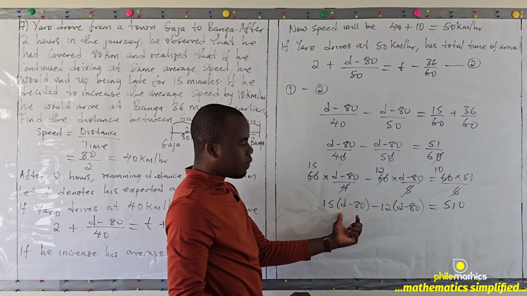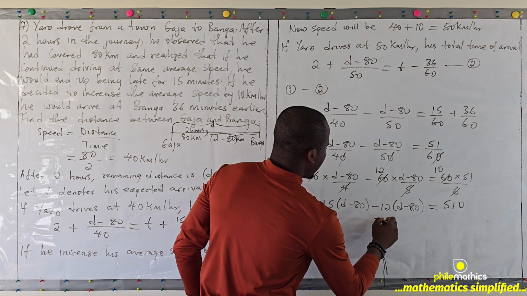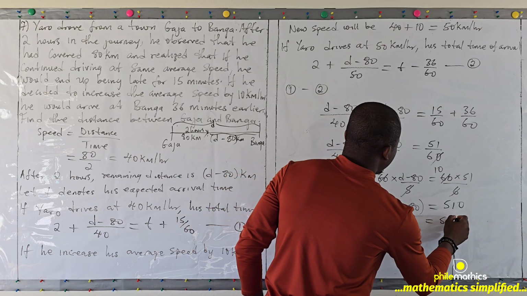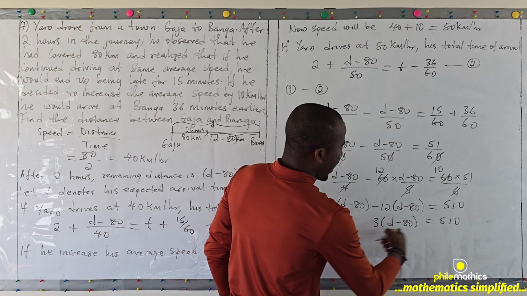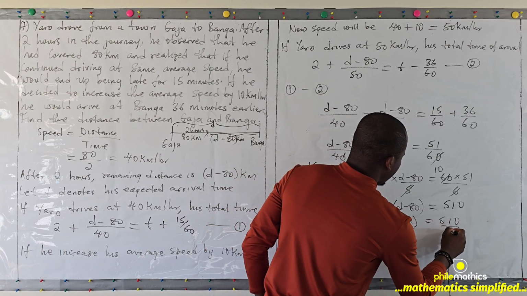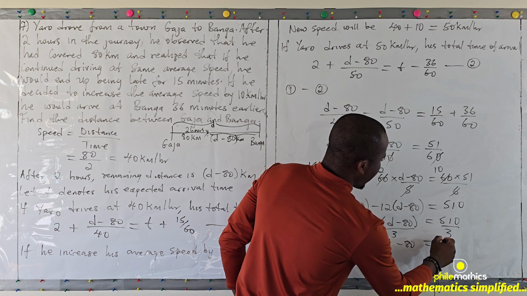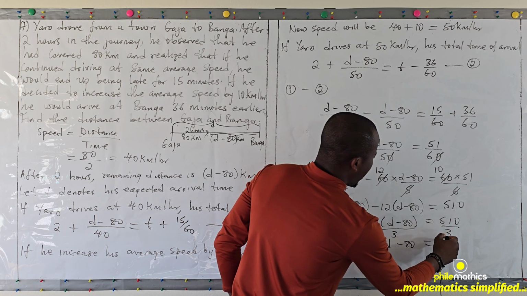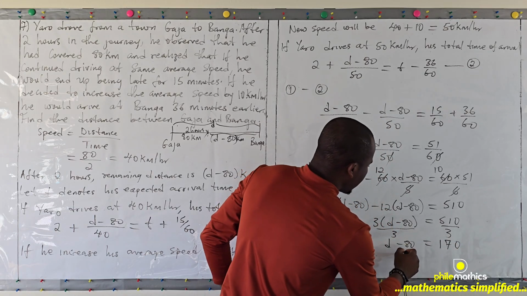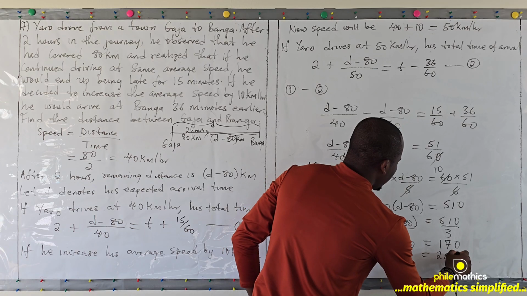This is like saying 15x minus 12x. So it will be 3 times (d minus 80) equal to 510. I can divide both sides by 3. So I have d minus 80. 3 into 510 is 170. So I can add 80 to both sides. So d will be 250 kilometers.